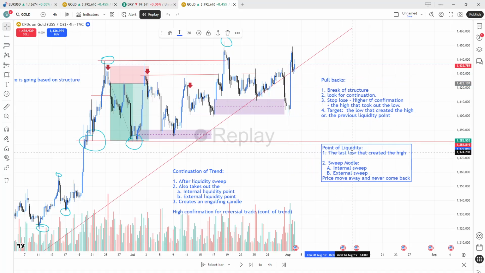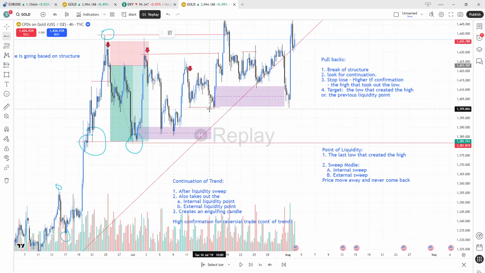Well, how do we protect ourselves, if anything? So again, stop loss for pullback, where would it be? Where would we enter? Remember, price will never come back to this level. So this is going to be our invalidation point right here. Because of the sweep model here, price is never going to come back here. That's why our stop loss has to be somewhere under here just to be safe. But once it's swept, price should not come back to this area.